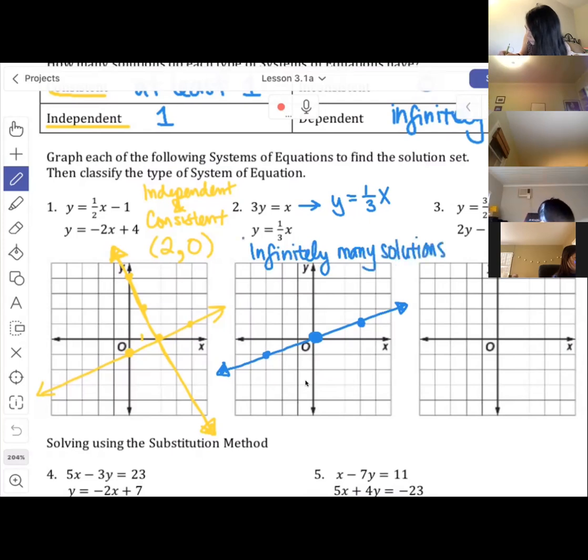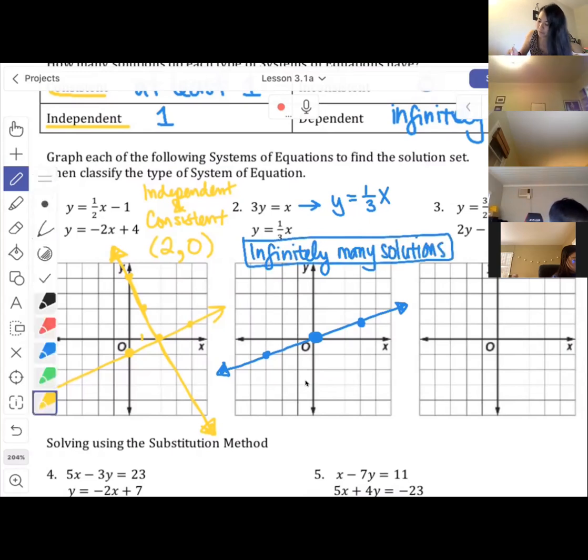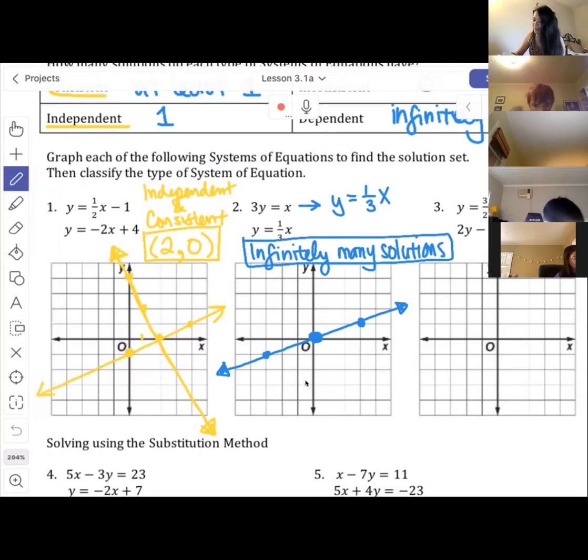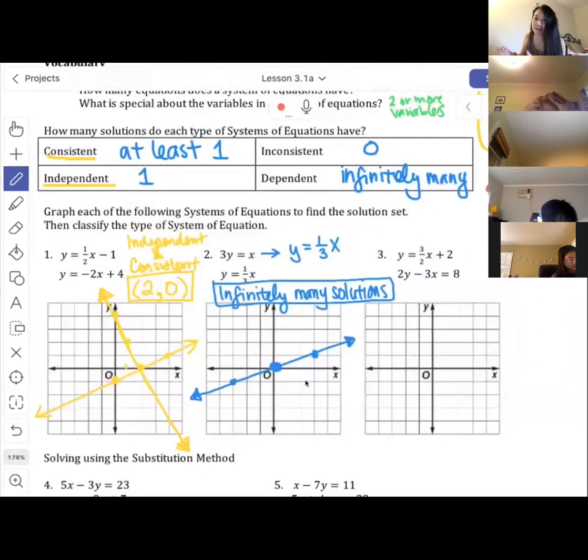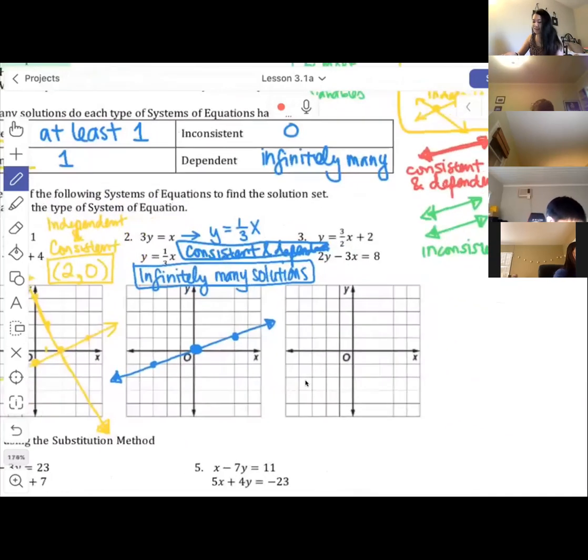All right. And then what about the type? What do you think? Consistent and dependent. Good job. All right, consistent because there's at least one, and it's dependent because there's infinitely many. Good. So consistent and dependent. Good job. All right, keep going, guys.